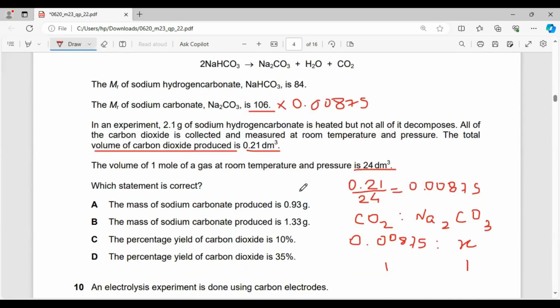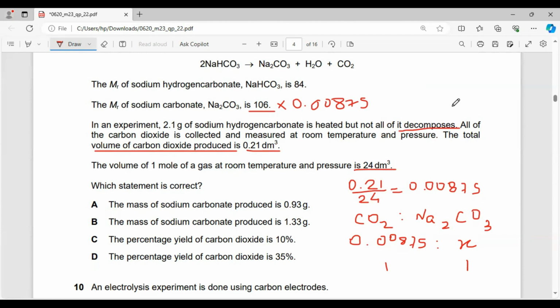In an experiment, 2.1 grams of sodium hydrogen carbonate is heated, but not all of it decomposes. All of the carbon dioxide is collected and measured at room temperature and pressure. The total volume of carbon dioxide produced is 0.21 dm³. The volume of 1 mole of a gas at room temperature and pressure is 24 dm³. Which statement is correct? In this case, they have again stated here that it does not decompose completely.